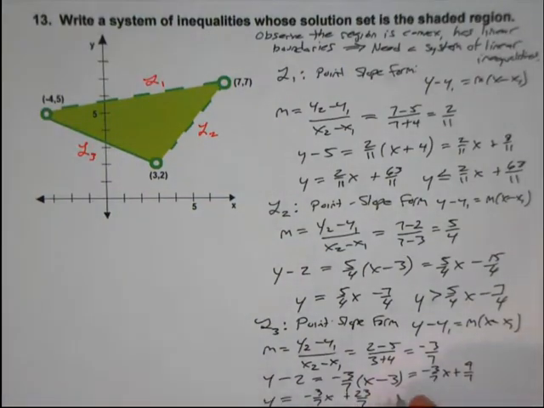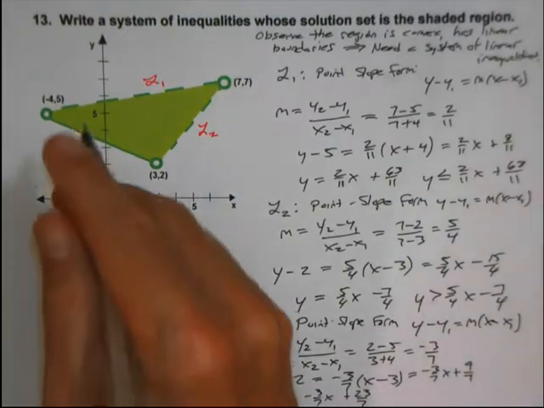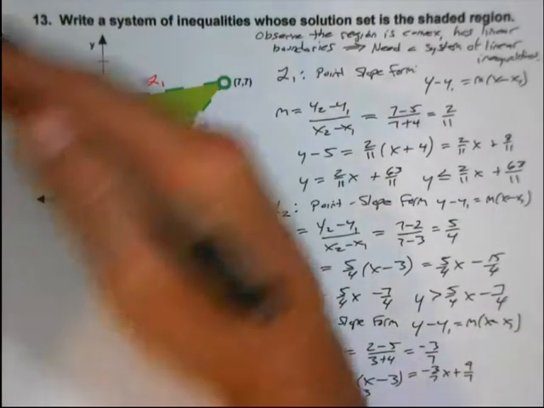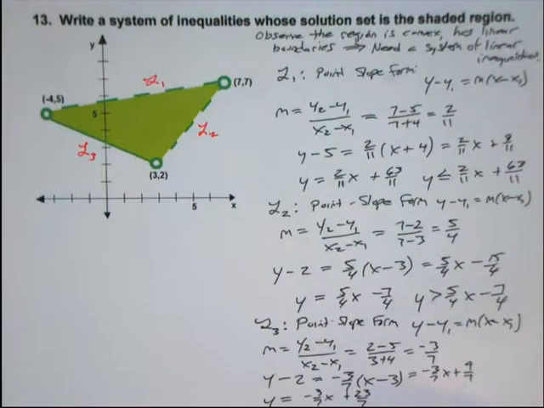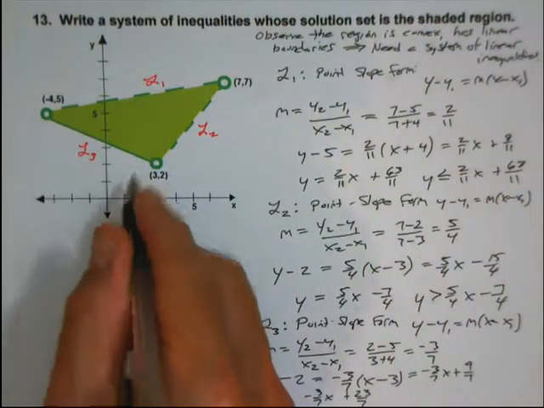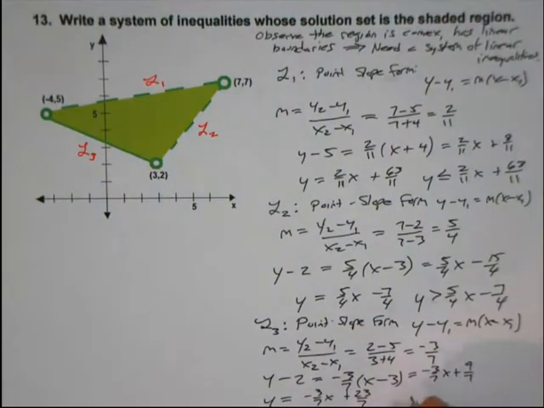The inequality, we need to have a half plane above L3. We choose a greater than sign. This is solid. We choose a greater than or equal to sign. We've got y greater than or equal to minus 3/7 x plus 23 over 7.